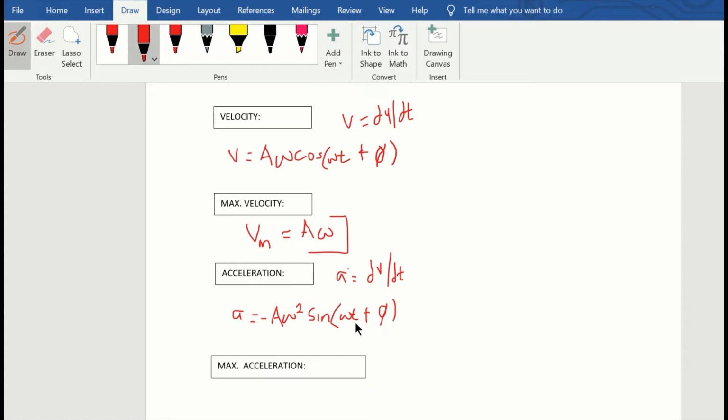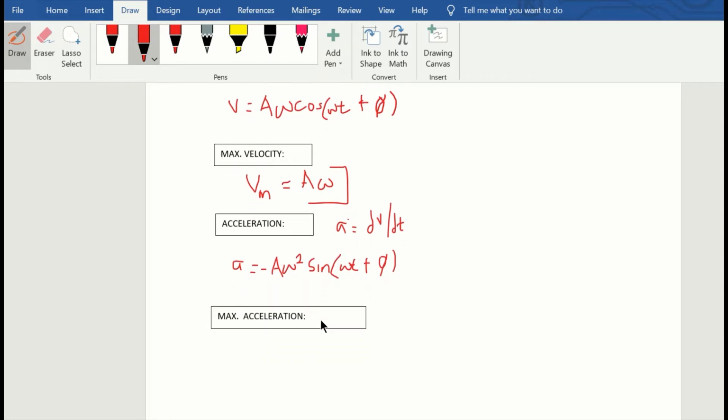In fact, the reason why we have a minus sign here is because when we differentiate cos, it gives us a minus sign. That is how we got the negative sign. In fact, in your second semester, you will understand better what we are doing right here. Now, to get the maximum acceleration, a max is equal to negative A omega squared, negative A angular frequency squared. So this is the equation for finding the maximum acceleration for a simple harmonic motion.